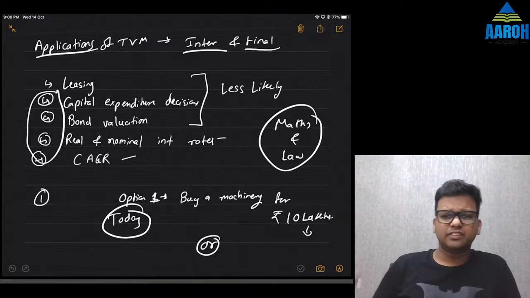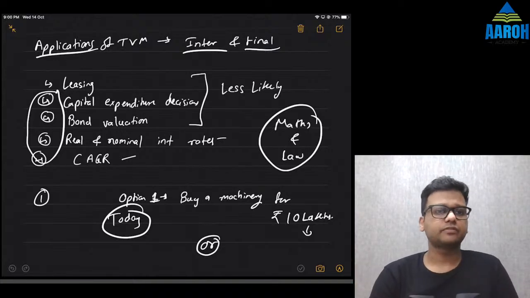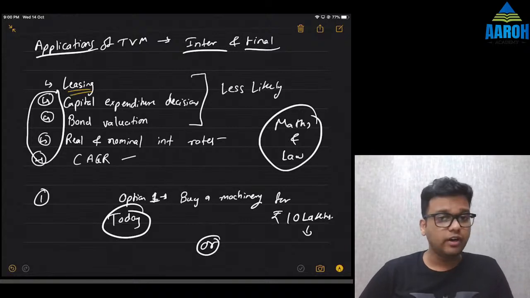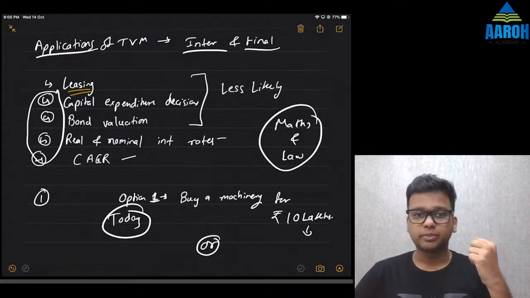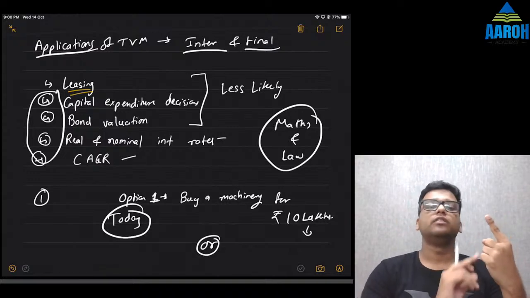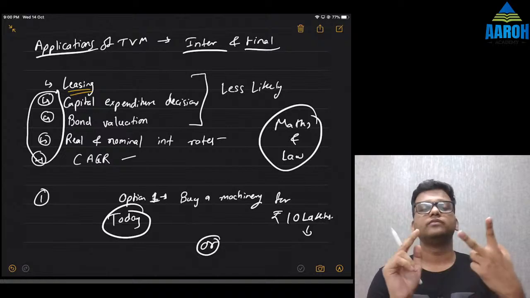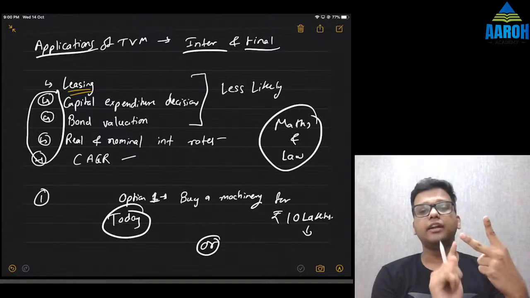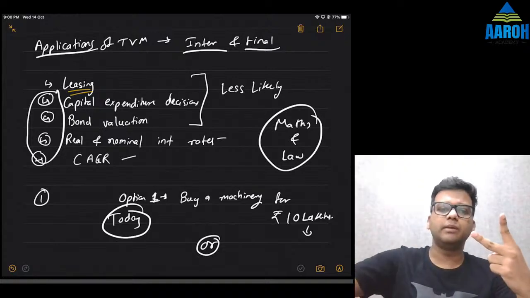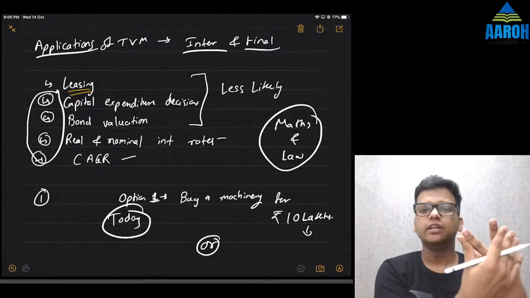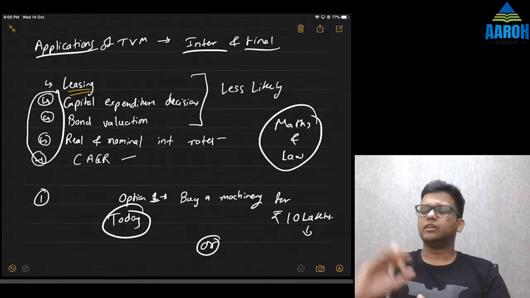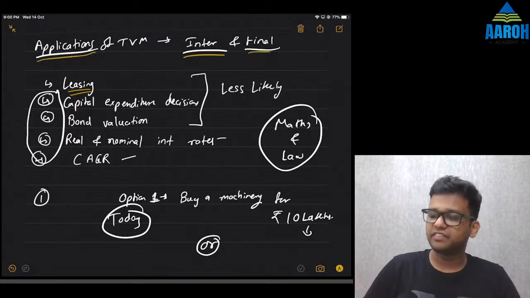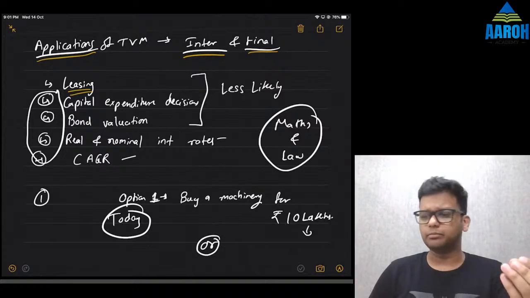So let's start. We are at the last part of the chapter, applications of time value of money. We have already seen leasing. Leasing is when you have two options, one is to purchase the asset, one is to take the asset on rent. Purchase means paying today, and renting means paying over multiple years. So we use present value of annuity to compare both. Like I said, these kinds of questions will generally not come in your exam because they are at inter and final level, but some basic level questions might come.